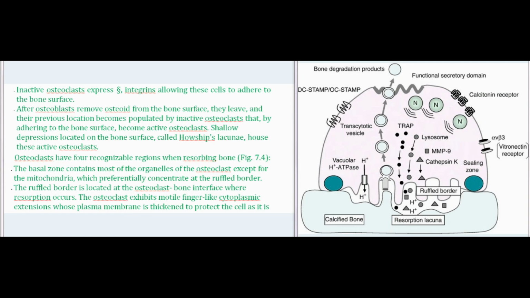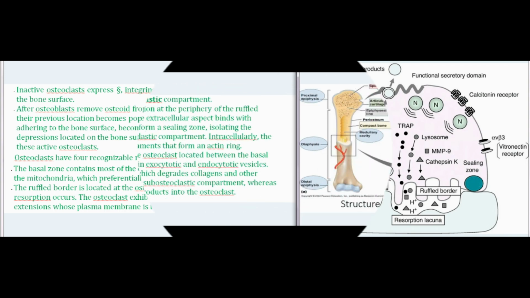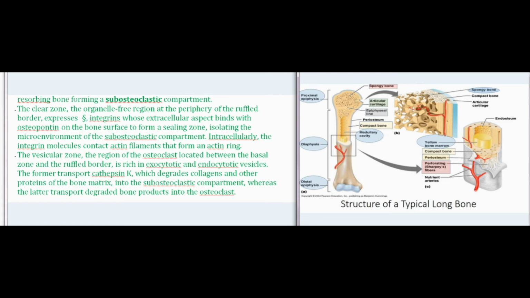Osteoclasts have 4 recognizable regions when resorbing bone. The basal zone contains most of the organelles of the osteoclast except for the mitochondria, which preferentially concentrate at the ruffled border. The ruffled border is located at the osteoclast-bone interface where resorption occurs. The osteoclast exhibits motile finger-like cytoplasmic extensions whose plasma membrane is thickened to protect the cell as it is resorbing bone, forming a subosteoclastic compartment.